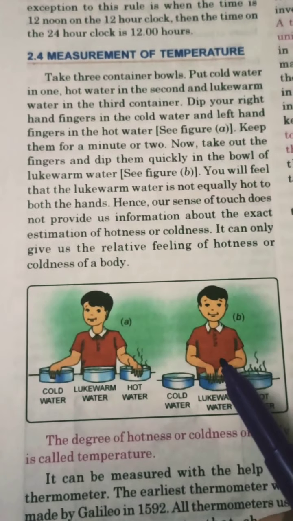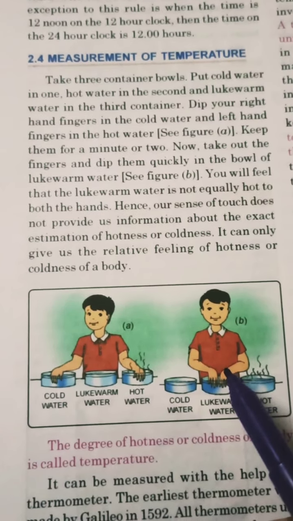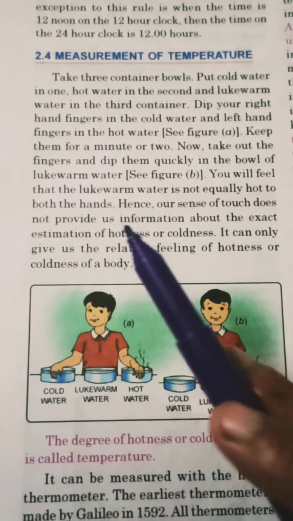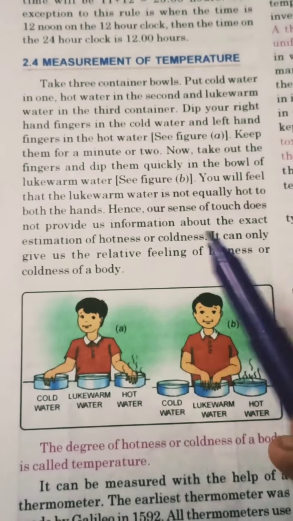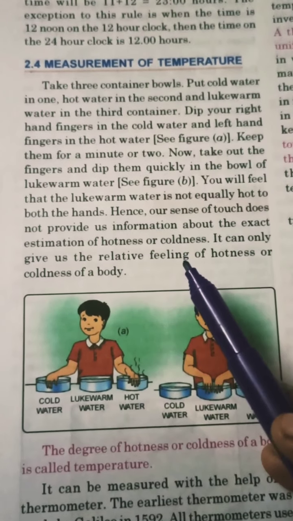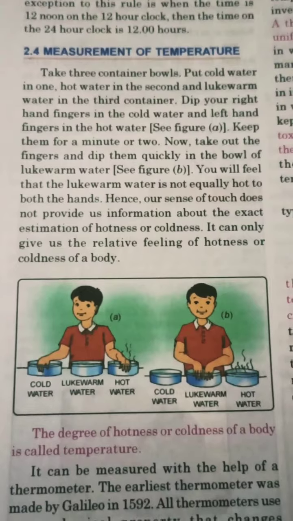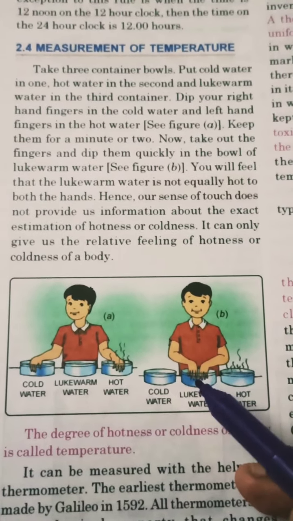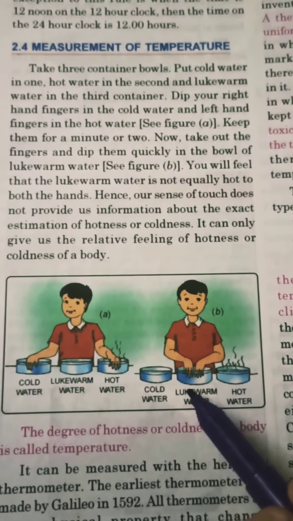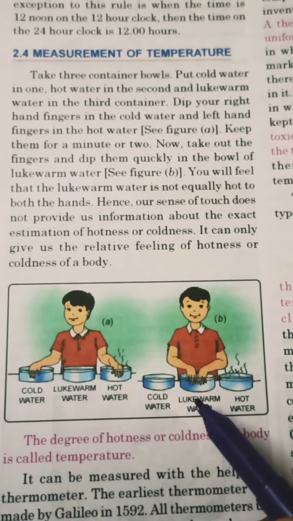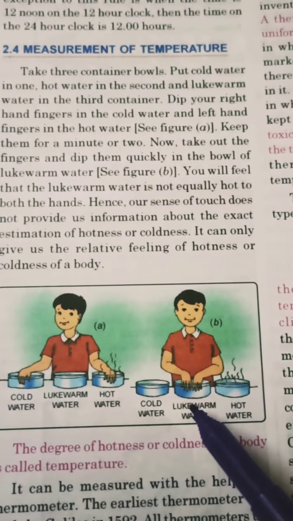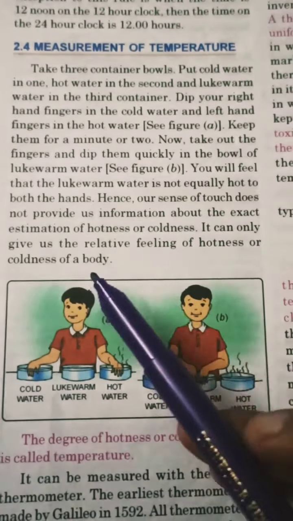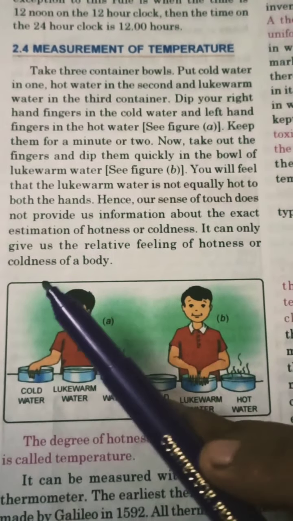What will happen? You will feel that the lukewarm water is not equally hot to both the hands. Hence our sense of touch does not provide us the exact estimation of hotness or coldness. When we keep our hands in this water, both our hands will not feel the same touch of this lukewarm water. So what does it mean? That our sense of touch does not provide us exact information of hotness or coldness. It can only give us the relative feeling of hotness or coldness of a body.